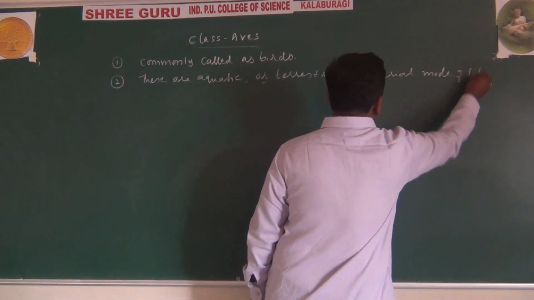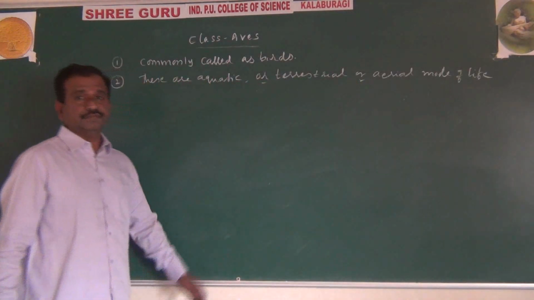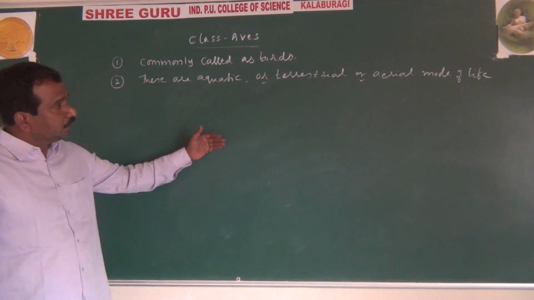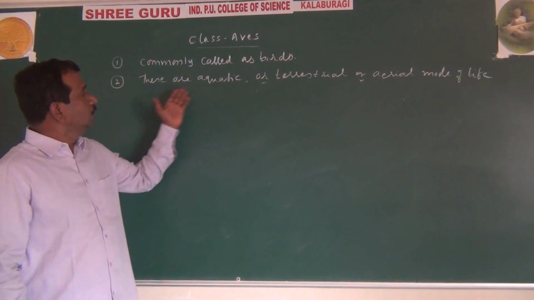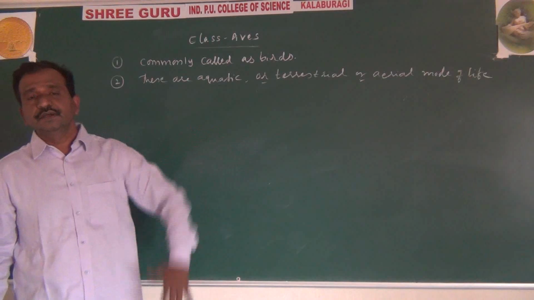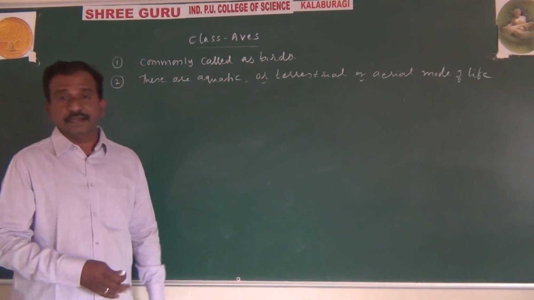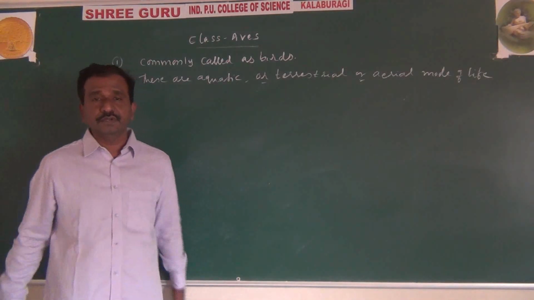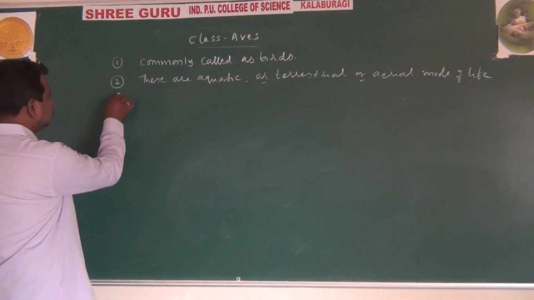The aerial mode of life is the majority, and most of the time they spend in the air. Some are terrestrial and some are aquatic. Aquatic means they are normally found on water bodies. On the water bodies they are not found only inside, right? Ducks and such birds are always found in the water. So this is the second character, the habitat.